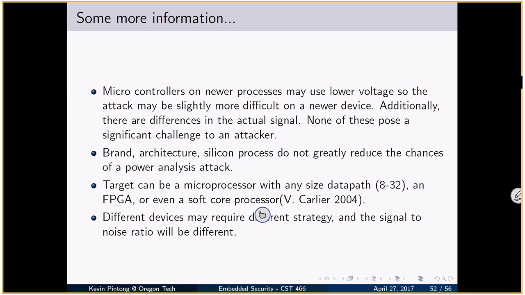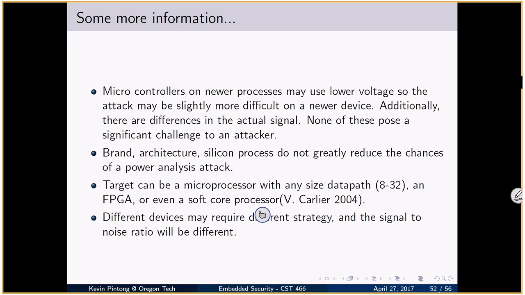Okay, so the brand, architecture, and silicon process do not reduce the chance of a power attack, right? So I did this on an XMega 128. Well, Colin O'Flynn did it on XMega 128. I did it on Cypress PSoC. There's people who have done it on Microchip PIC 18. It doesn't matter what the brand, the architecture, or the silicon process. The target can be a microprocessor device with any size data path, right? Data path size does not matter. Or an FPGA or even a soft-core processor, right?